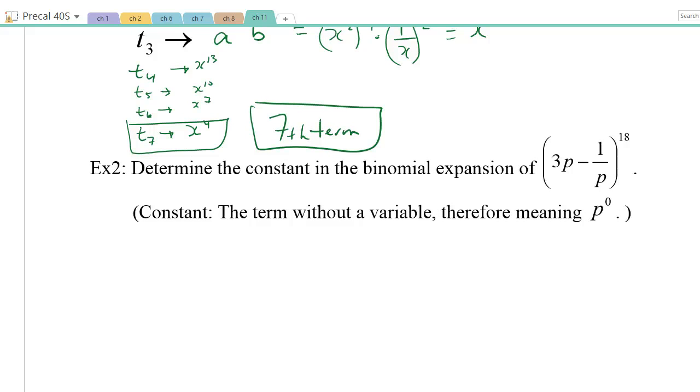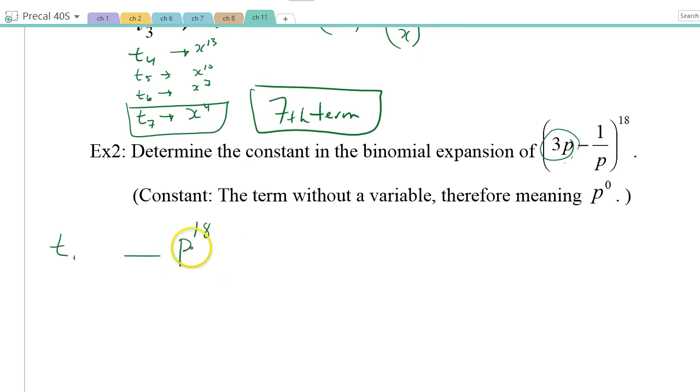Example number 2. 2 out of 3, so we're getting pretty close here. Determine the constant in the binomial expansion of this. So again, you're going to start off like your first term is going to be some number, and it's going to be this one to the 18th and this one to the 0. So the first term will be something p to the 18th, right? And that is going to get less and less and less. At some point, t to the k plus 1, it's going to be p to the 0. In other words, it'll be an expression without any p in it at all.